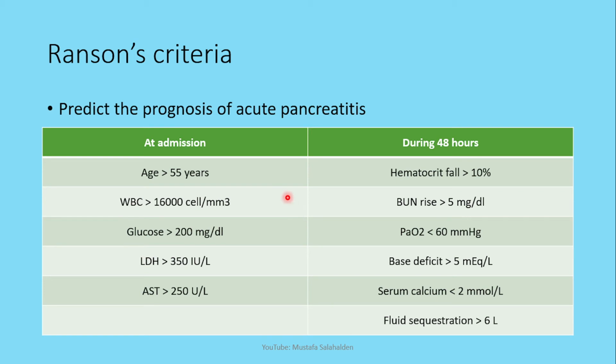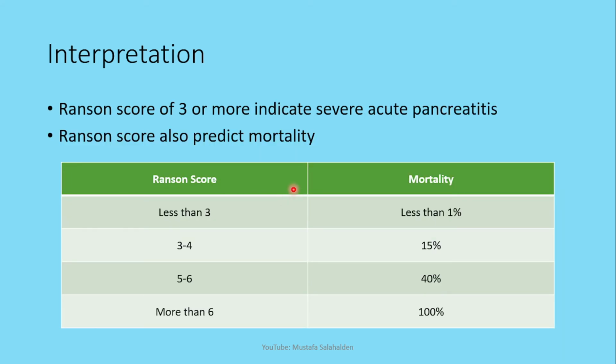Now for the interpretation of this criteria, if the score is 3 or more, this indicates severe acute pancreatitis, and this score also predicts the mortality. If it is less than 3, then the mortality is less than 1%. If it is from 3 to 4, it is 15%. If it is 5 to 6, it is 40%. And if it is more than 6, it is 100%.